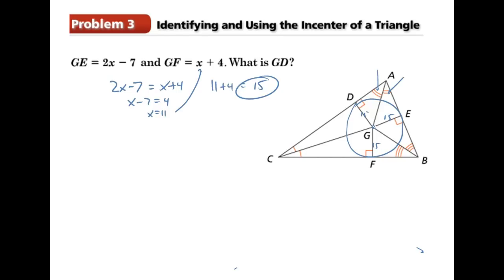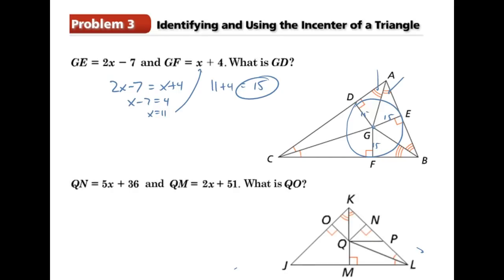Another similar example for you to try. I want you to pause the video and give that a shot. Okay, so I have QN is 5x plus 36, and QM is 2x plus 51. Let's solve by subtracting 2x from both sides. Let's subtract 36 from both sides. And then we'll divide by 3. So my x is 5.